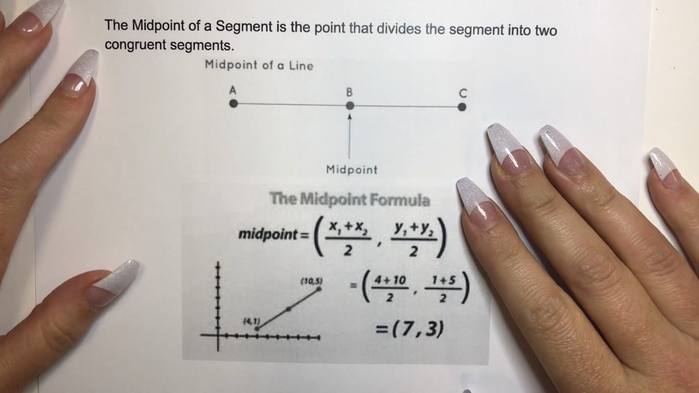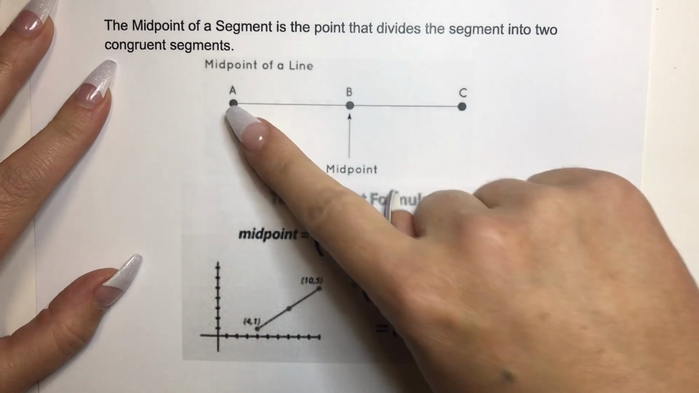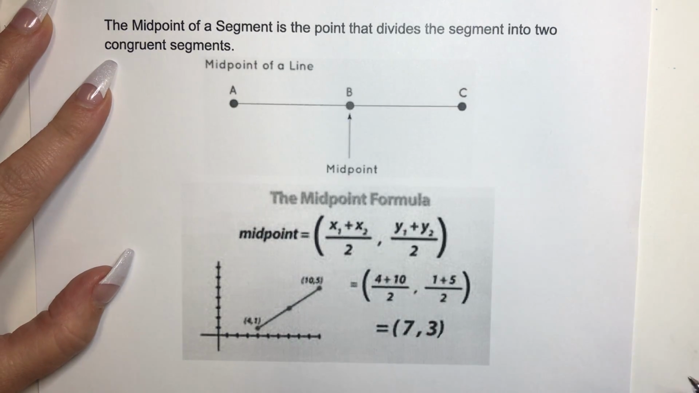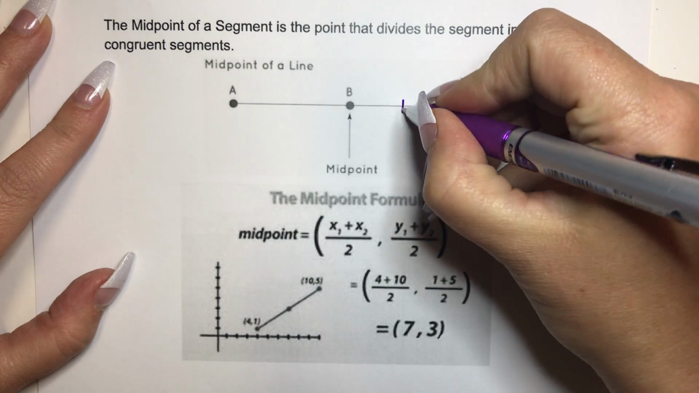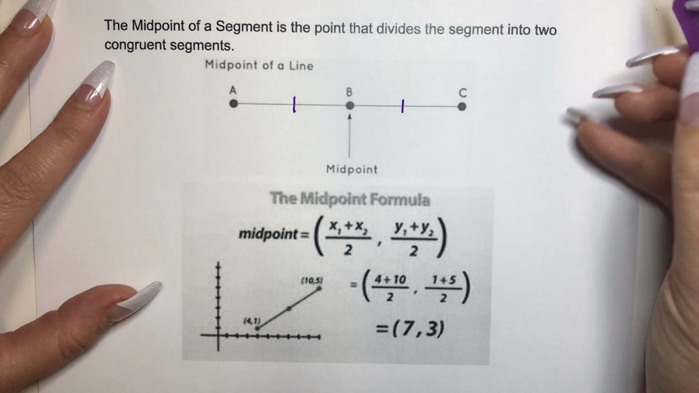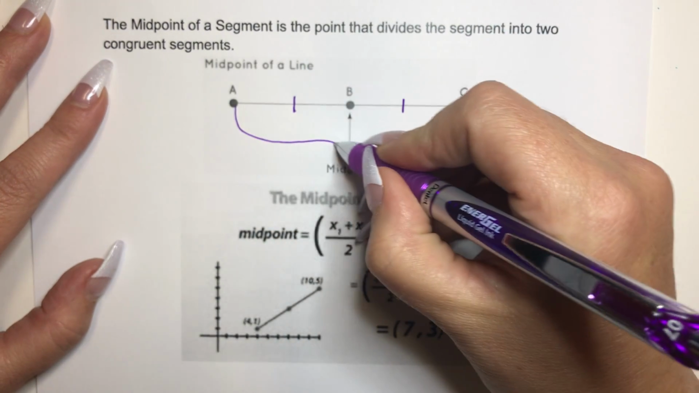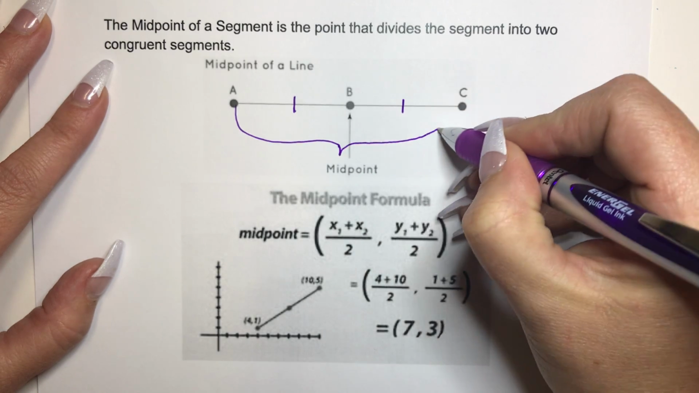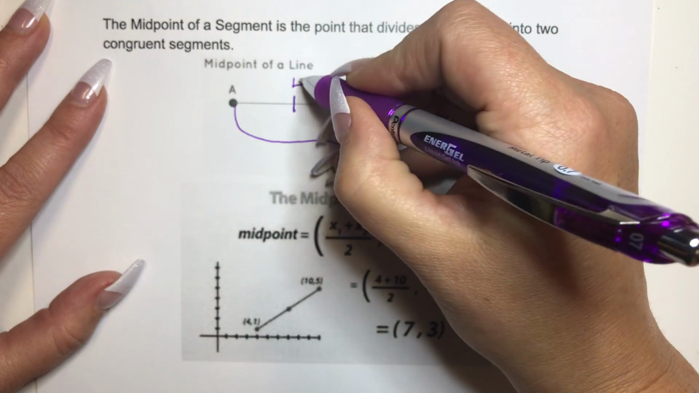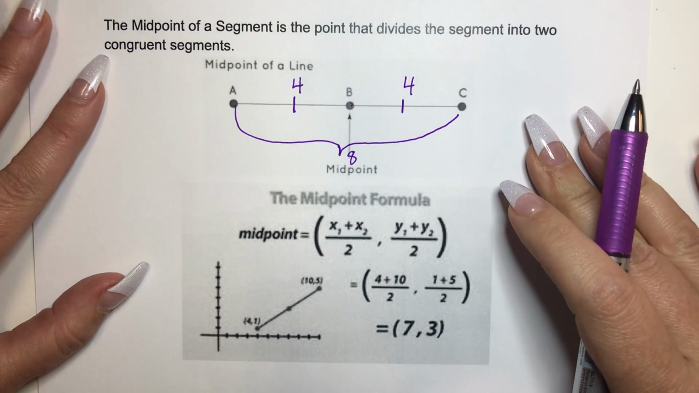All right, the midpoint of a segment is the point that divides the segment into two congruent segments. So here we have a line segment right here. This is the midpoint. It's exactly in the middle, which means that this side and this side, AB, would be congruent to BC. So let's say the whole line from here to here was 8. If this is the midpoint, then this side would be 4 and this would be 4. So it would be the same distance on both sides of the midpoint.